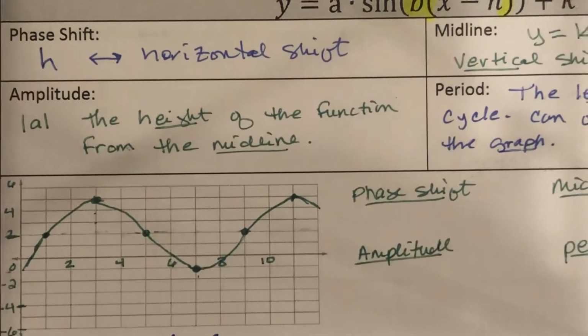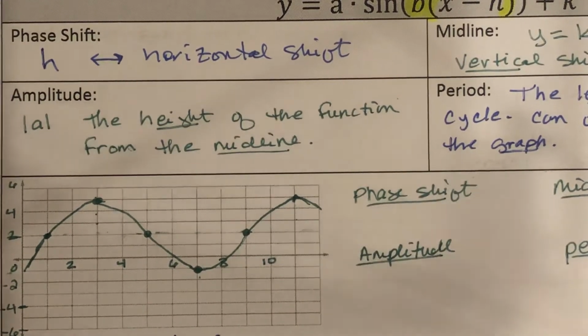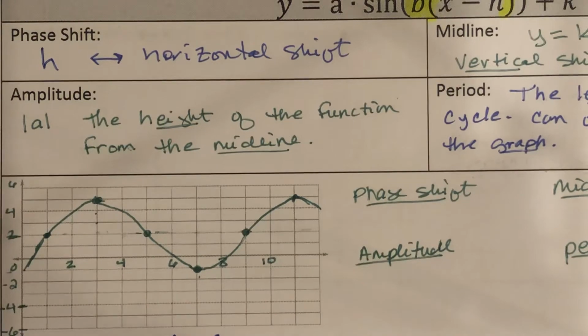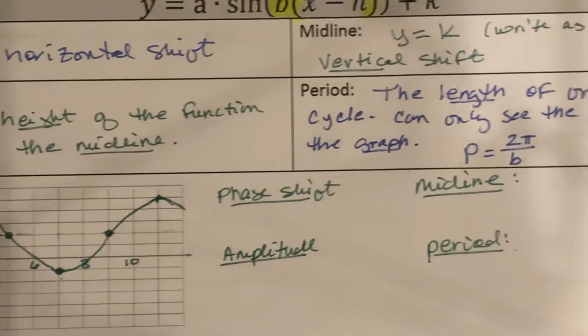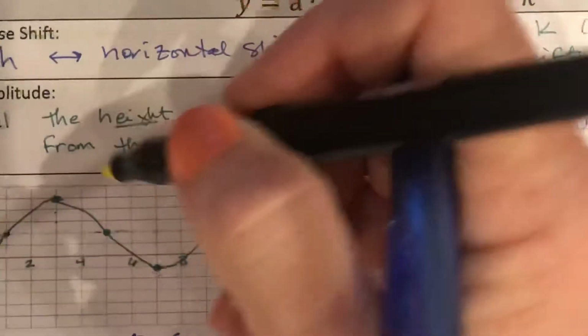All right, so let's find all of the transformations of this trigonometric graph. The first thing we're going to do is look at the midline, because if we draw the midline on there, that gives us a nice 0, 0 part. So the midline goes in the middle.